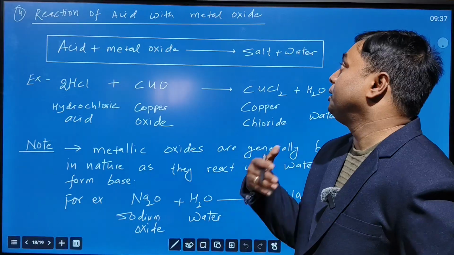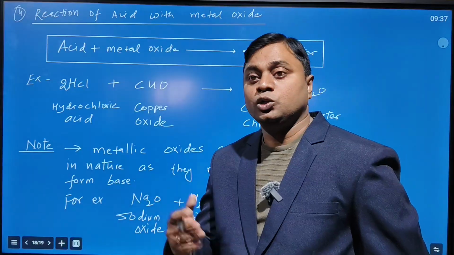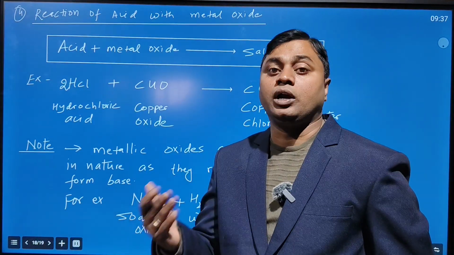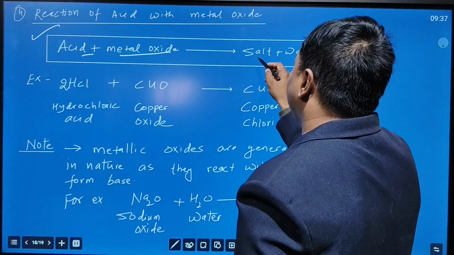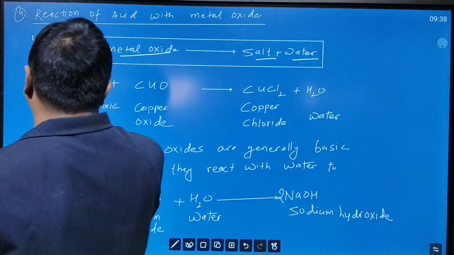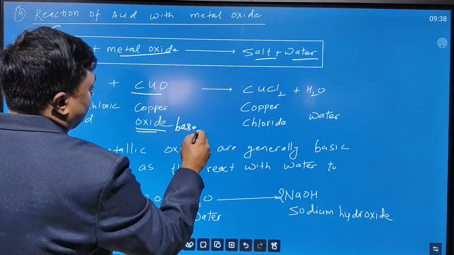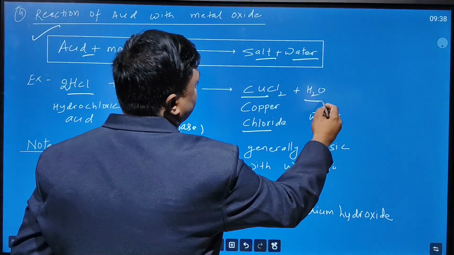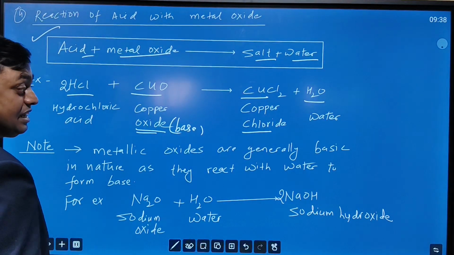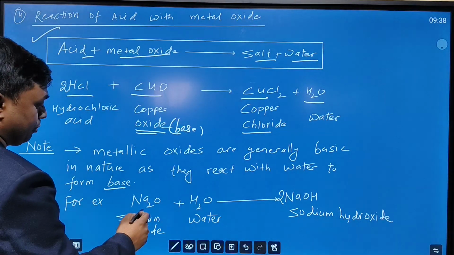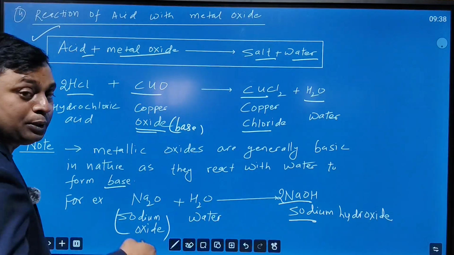Next, reaction of acid with metal oxides. You should remember metal oxides are generally basic in nature. So as we know that acid reacts with a base to give salt and water, similarly acid will react with metal oxide, which is basic in nature, to give salt plus water. For example, hydrochloric acid HCl reacts with copper oxide CuO, which is basic in nature, to give CuCl2, that is salt, plus H2O. Metallic oxides are generally basic in nature as they react with water to form a base. For example, sodium oxide plus H2O gives sodium hydroxide. That's why metallic oxides are basic in nature.